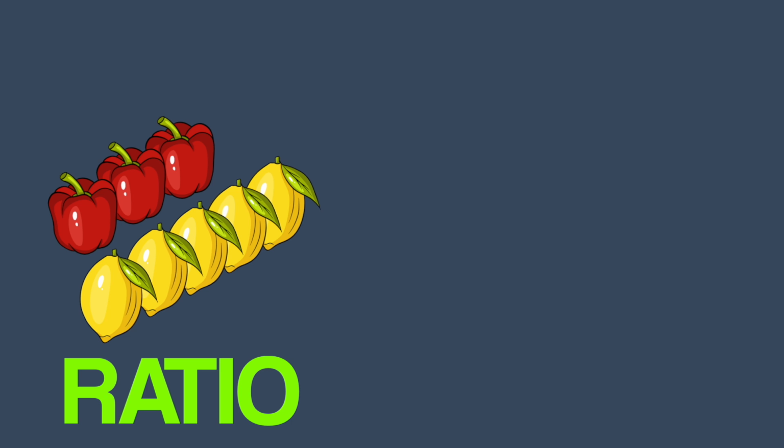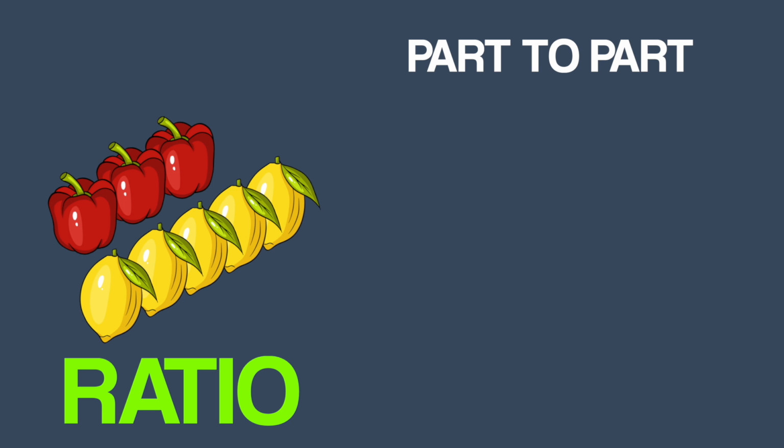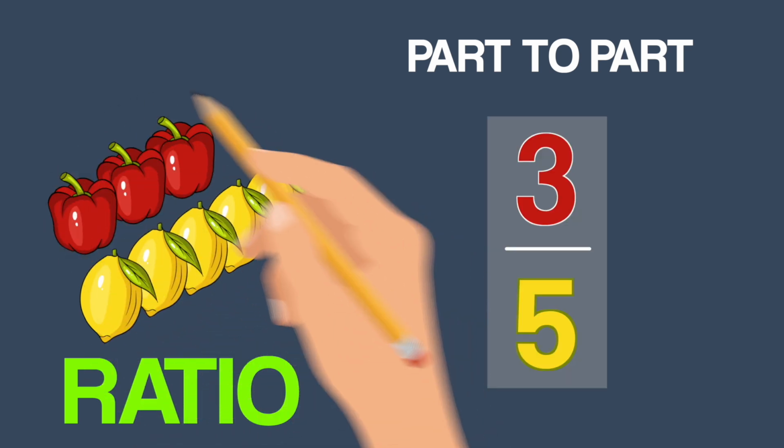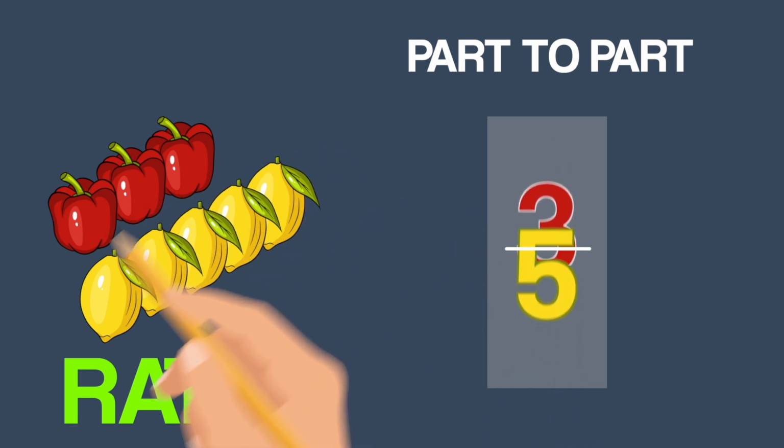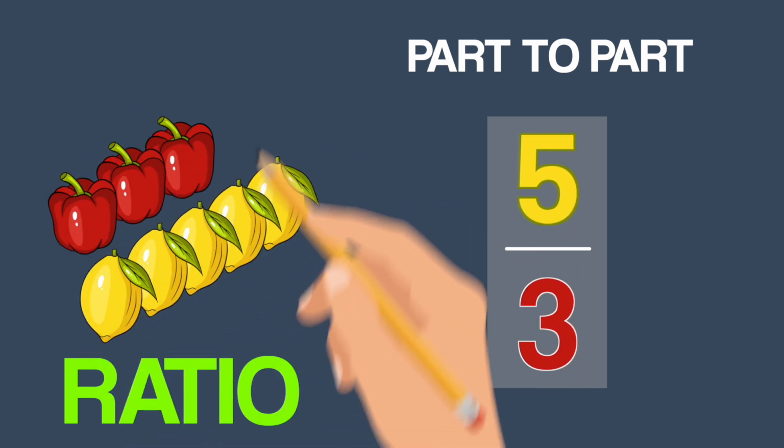3:5. A ratio can compare a part to a part. We have 3 parts bell peppers and 5 parts lemons. Or we can say that we have 5 parts of lemons to 3 parts of bell peppers.